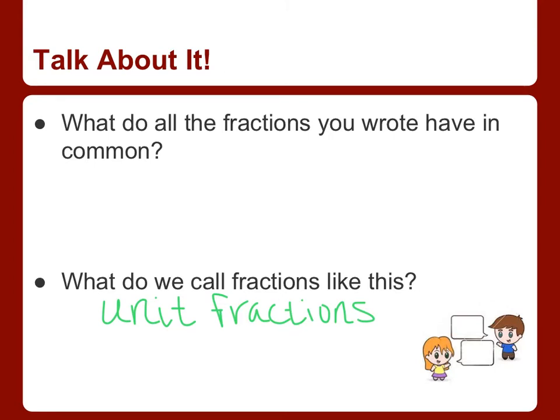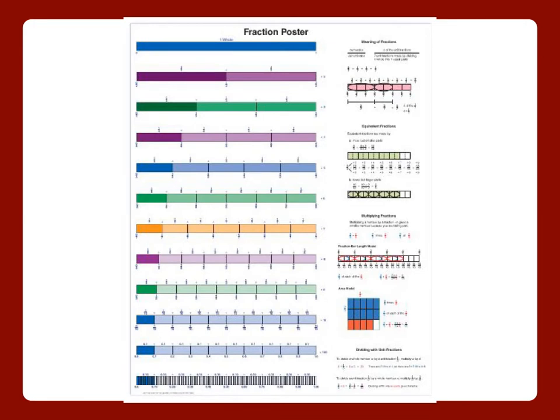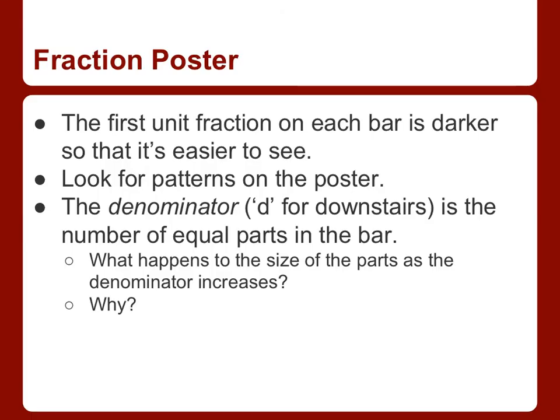So the first part of the halves bar was 1/2. The first part of the thirds bar was 1/3. The first part of the fourths bar was 1/4. And this pattern continues all the way down the fraction board, the math board. Here's an image that shows the fraction poster that you see hanging in the classroom. The first unit fraction on each bar is darker so that it's easier to see.